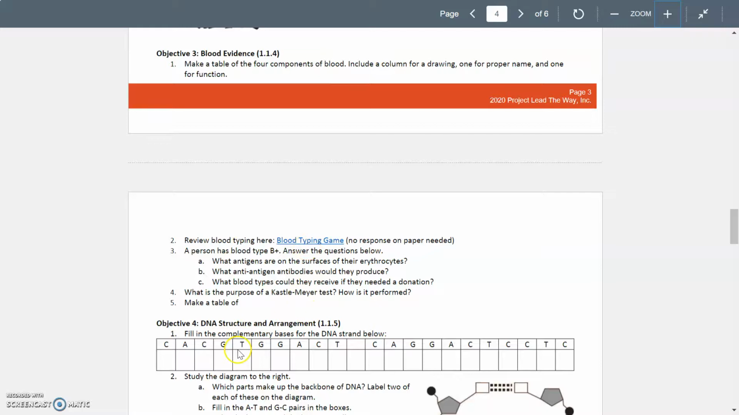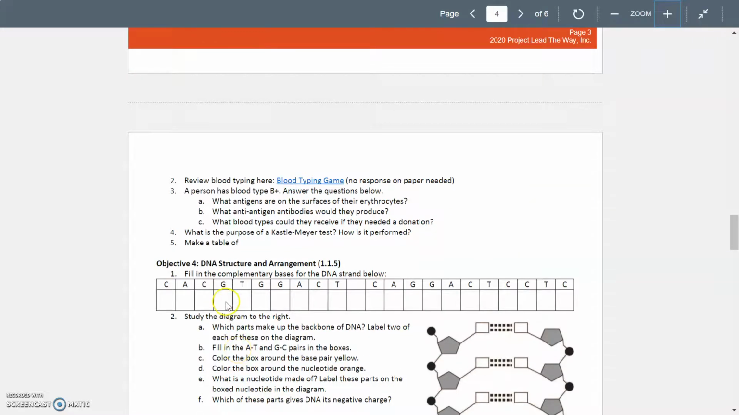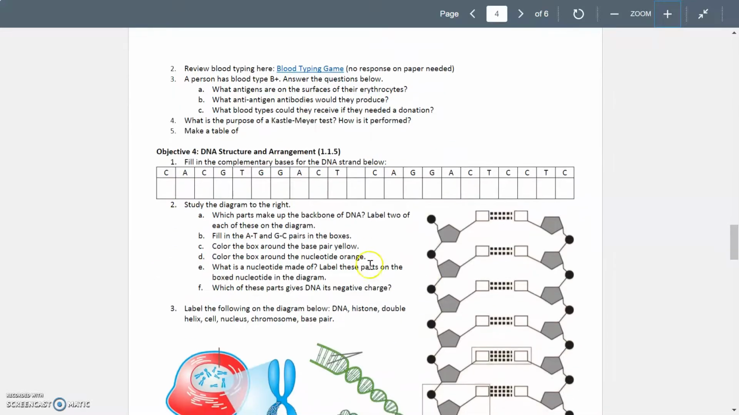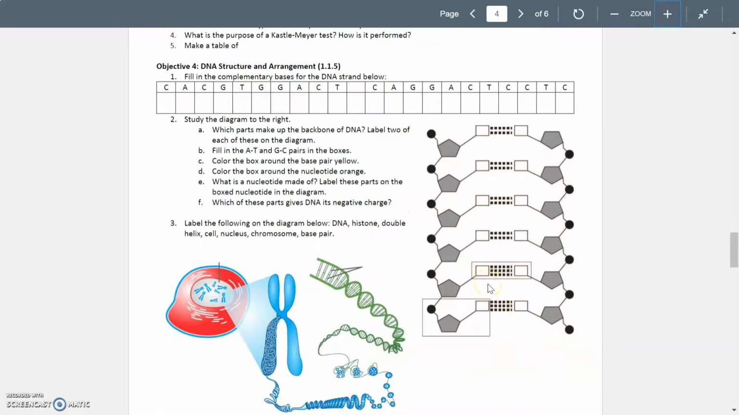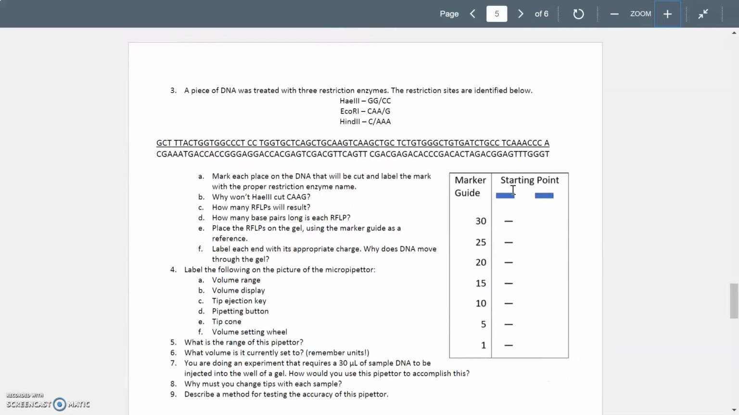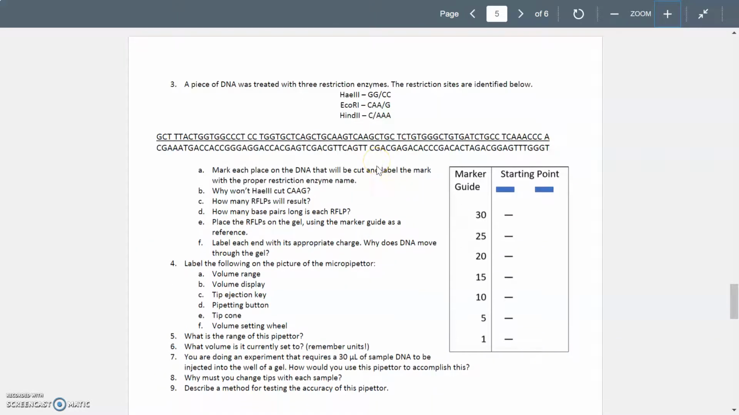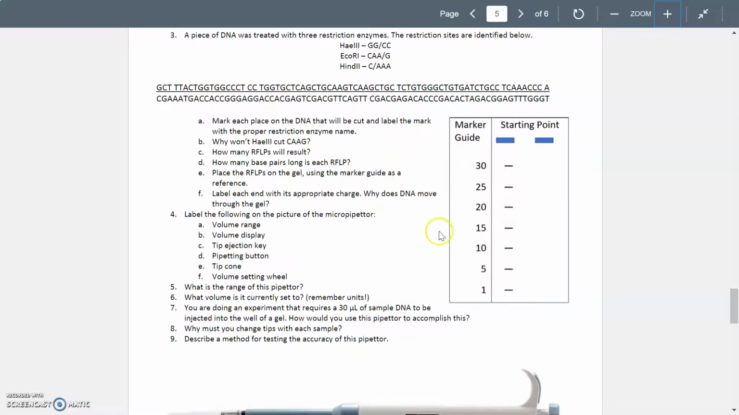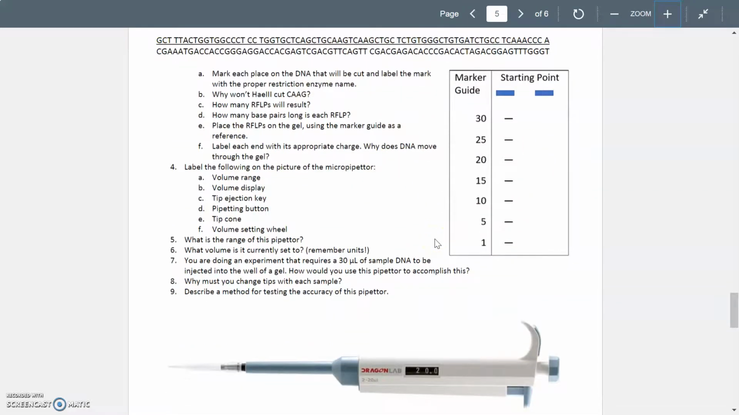You have blood typing information, and you're able to do the blood types. For DNA structure, you're filling in the complementary bases to each strand. So, you know, what does C go with? C goes with G. A goes with T. So you will just be filling that in. And then this nucleotide over here, you'll be labeling it. But these are things that, again, we've already done in class. Again, you have the gel electrophoresis stuff. So it's just things of that nature that you would be filling in.